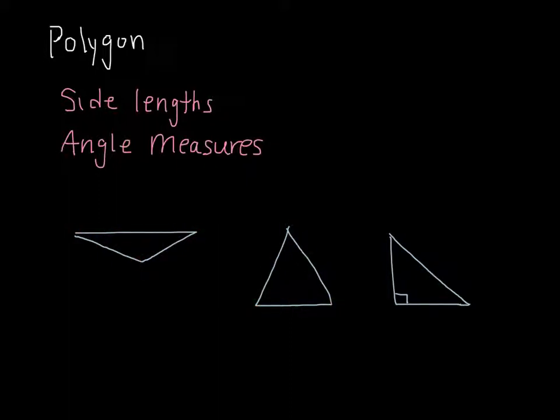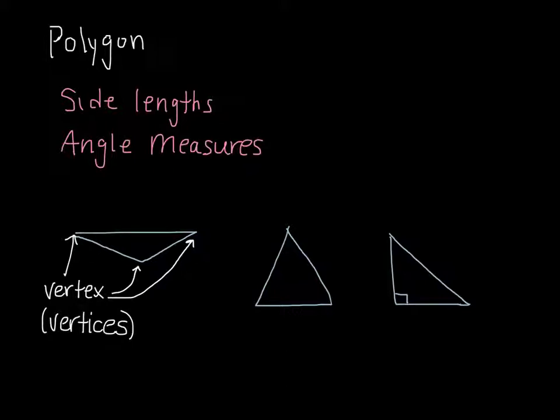A vertex is the corner here. So maybe label that. This would be a vertex. It's where we usually name them. The plural of vertex is vertices. Those would be the vertices of this triangle, 1, 2, and 3. This would also have 1, 2, and 3. And this would also have 1, 2, and 3.